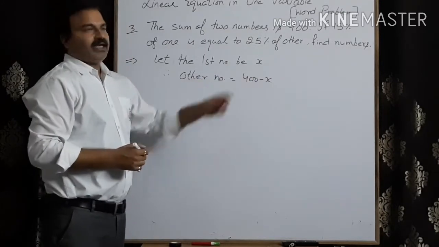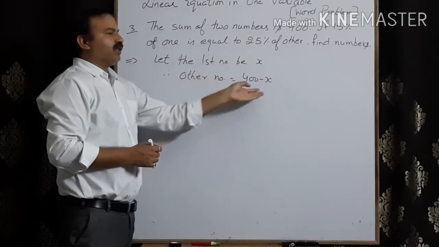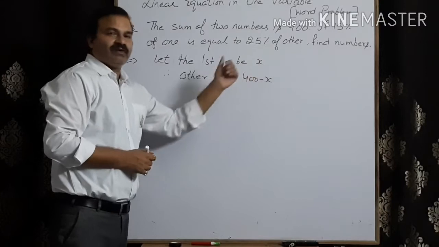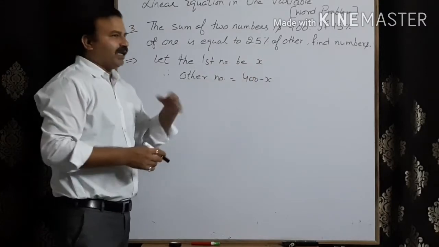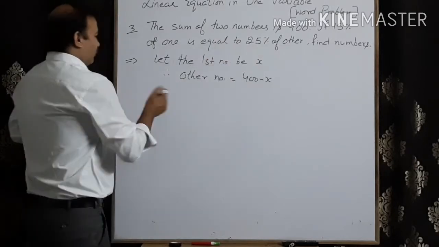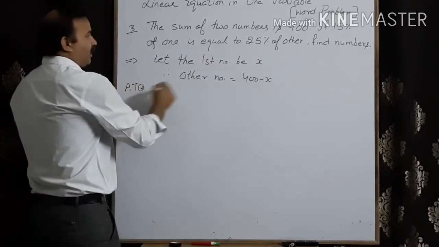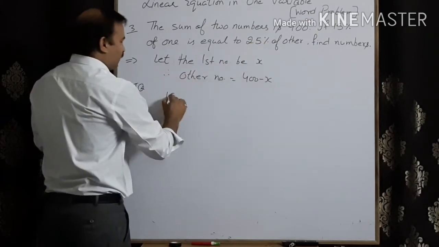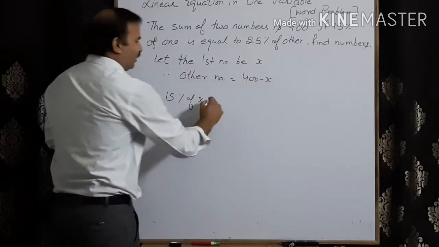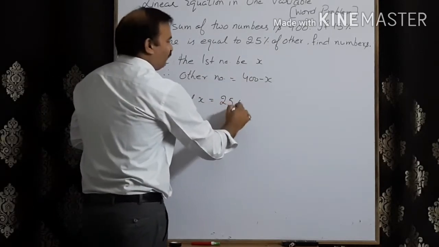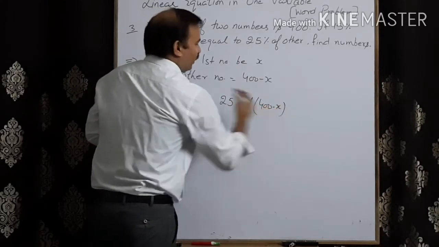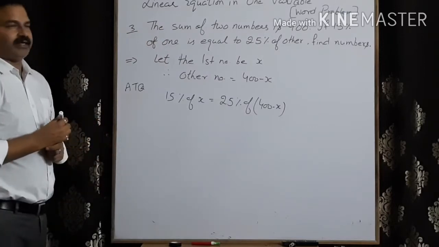X may be 300. If x is 300, then the first number is greater. If suppose x is only 100, then the first will be lesser and the second will be greater. So unless you know the value of x, we can't say. So according to the question, 15% of the first number x is equal to 25% of the other, and what is the other number? That is 400 minus x, right?